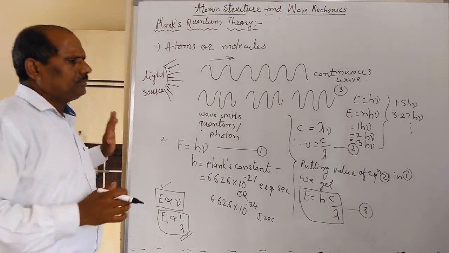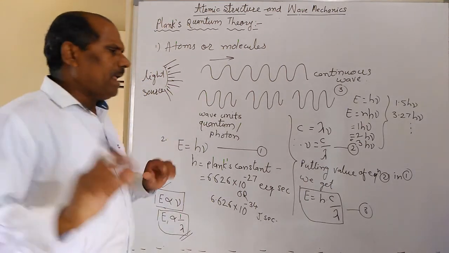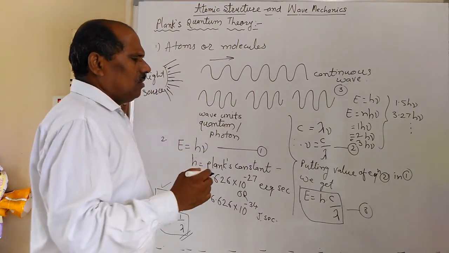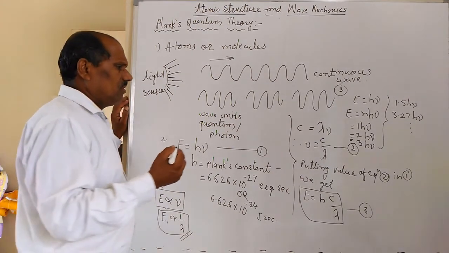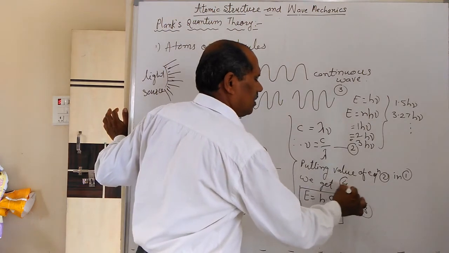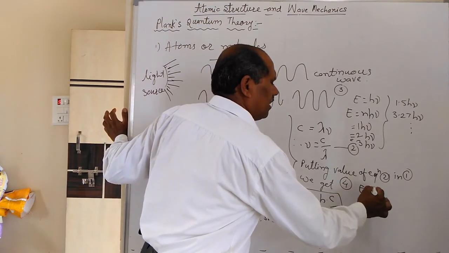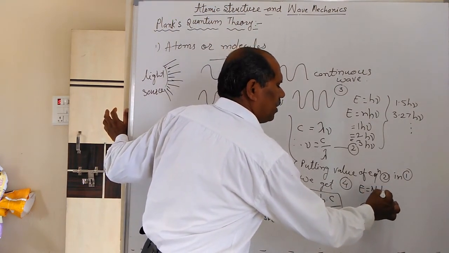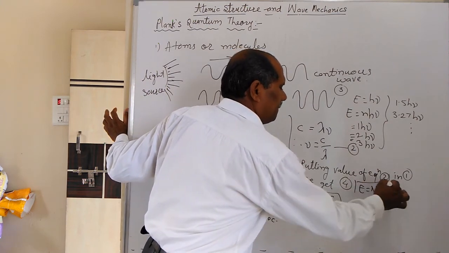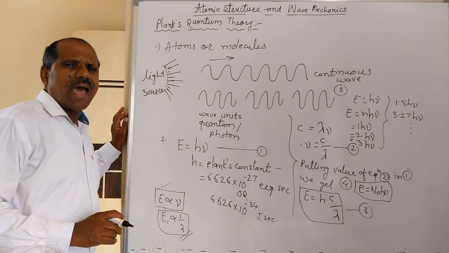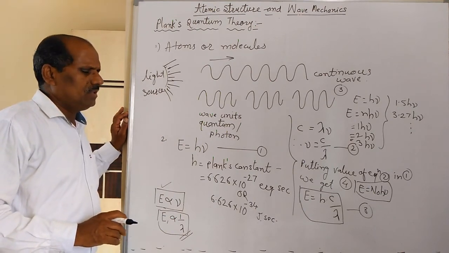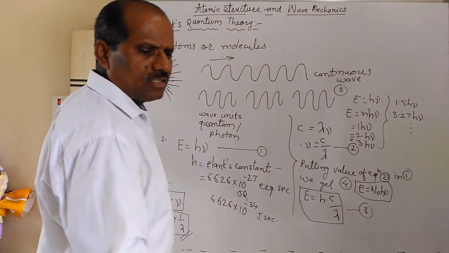This is regarding Planck's quantum theory. Then next, one Einstein energy is nothing but E is equal to N0 into h nu. This is the energy which is called one Einstein energy. This is regarding Planck's quantum theory.